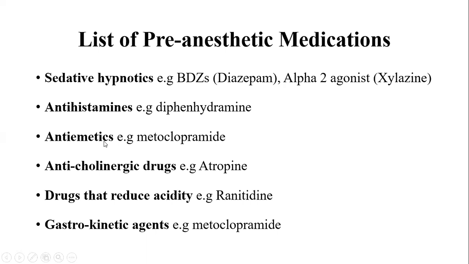In order to control the vomiting, you will use some antiemetics like metoclopramide, and in order to control the salivation during the surgery, you will use some anticholinergic drugs like atropine. Okay, then the next drug that you will use is ranitidine. Ranitidine basically decreases the production of acid in the GIT or the stomach, so the acidity will reduce. And last but not least, there is the gastrokinetic agent. You know that during the anesthesia or during the surgery, the GIT motility decreases. So in order to prevent this, you will use some gastrokinetic agents, for example, metoclopramide. So these are some of the pre-anesthetic medications that you must remember in your mind.